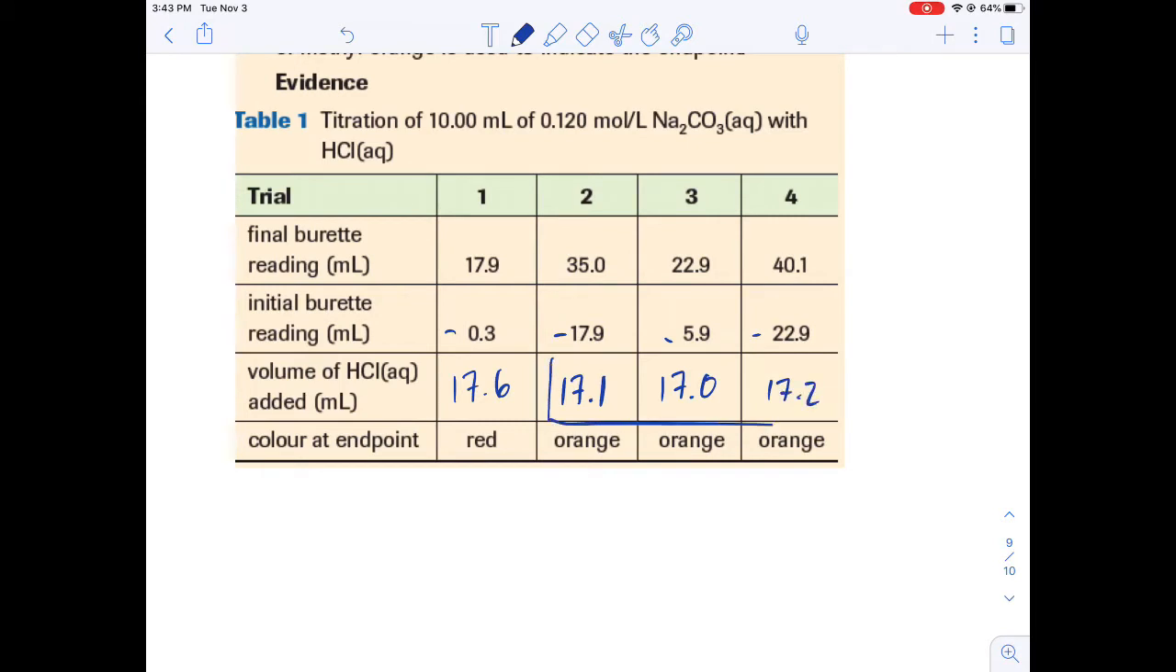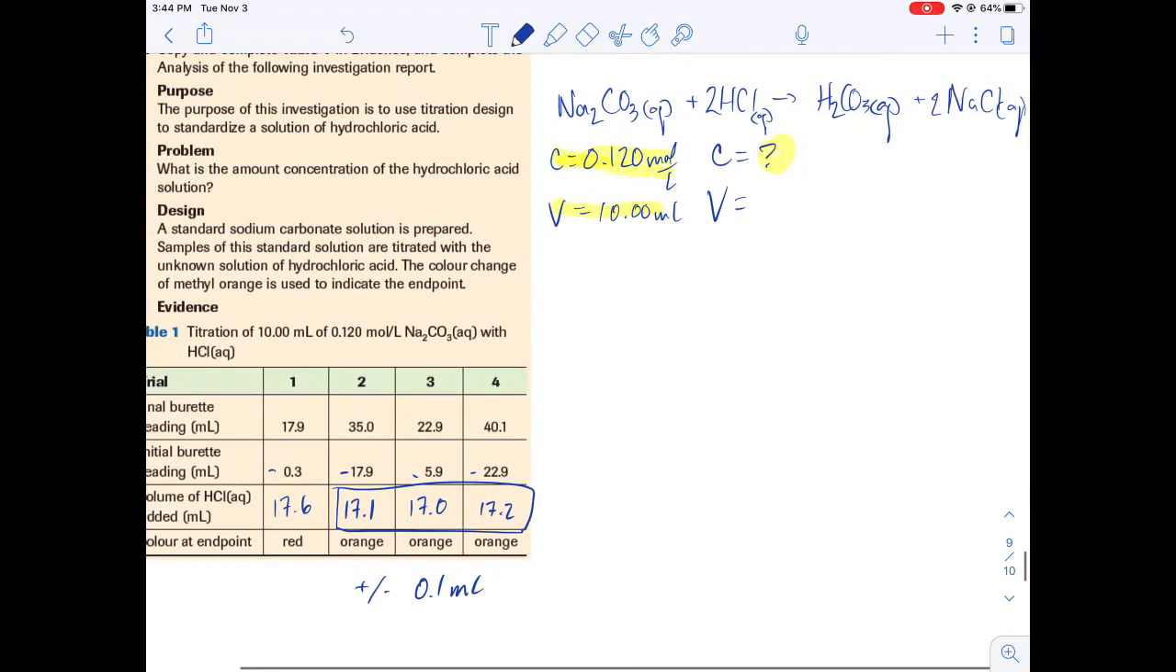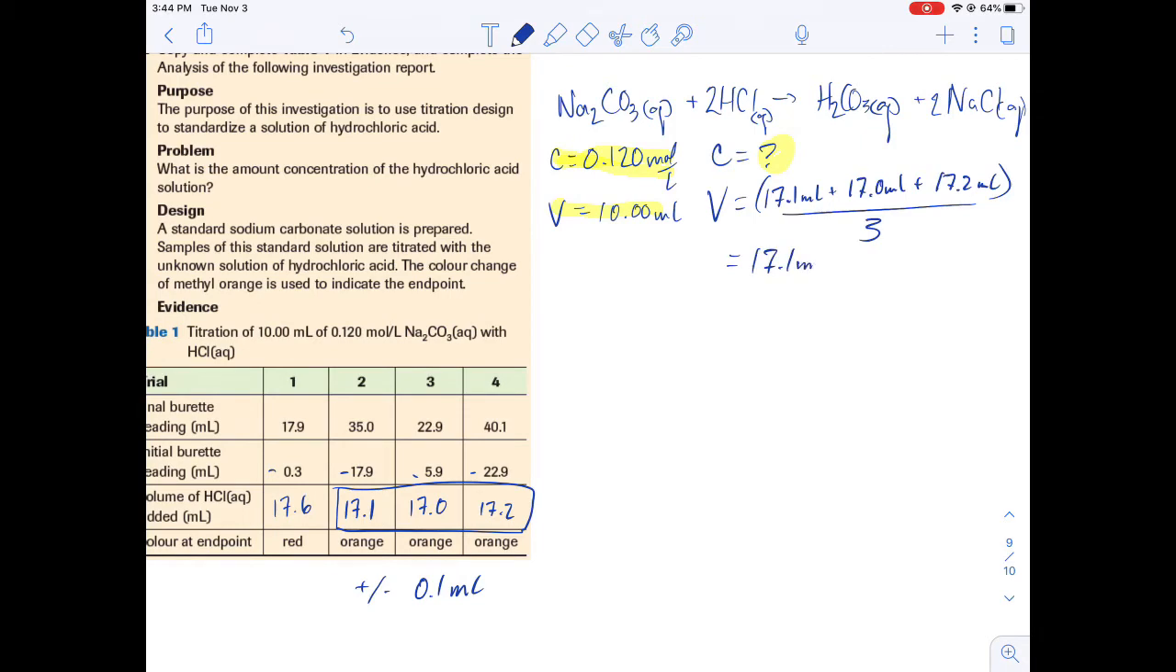So these three samples are within plus or minus 0.1 milliliters of each other. So I'm going to use those to get my average volume. So my volume of hydrochloric acid is going to be 17.1 milliliters plus 17.0 milliliters plus 17.2 milliliters. And I'm going to divide those all by 3, and my average volume is 17.1 milliliters.